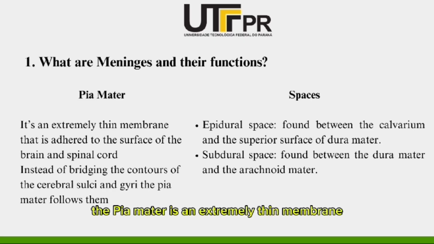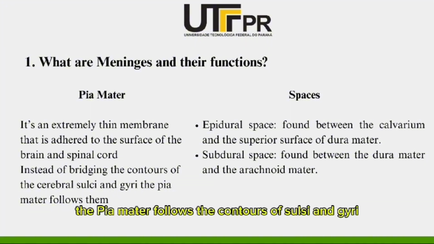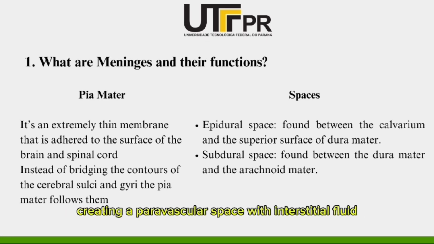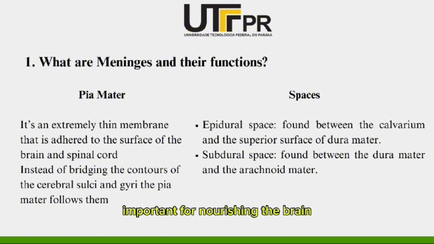The pia mater is an extremely thin membrane adhered to the brain and spinal cord surface. Unlike the arachnoid, the pia mater follows the contours of sulci and gyri, is rich in blood vessels, and forms sheaths around them, creating a perivascular space with interstitial fluid important for nourishing the brain.